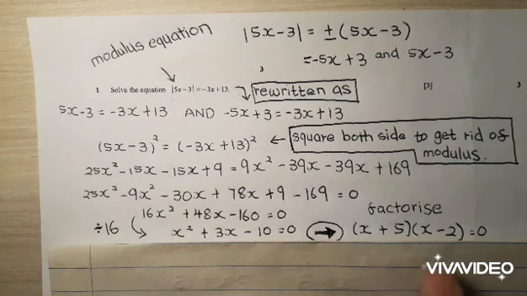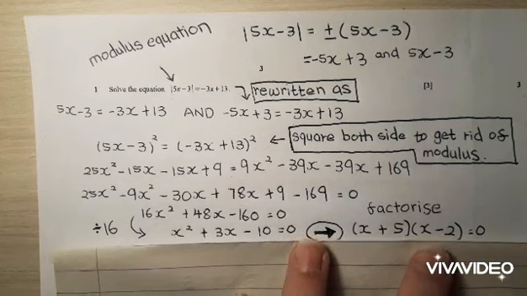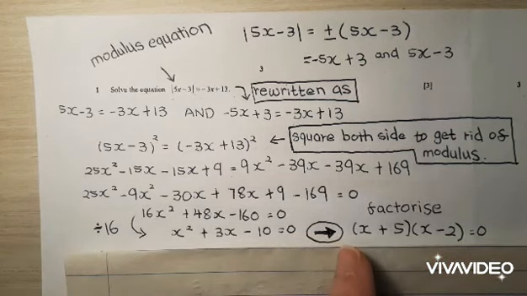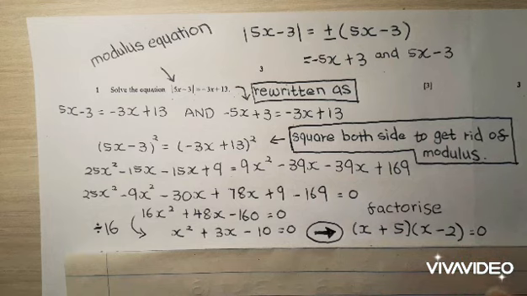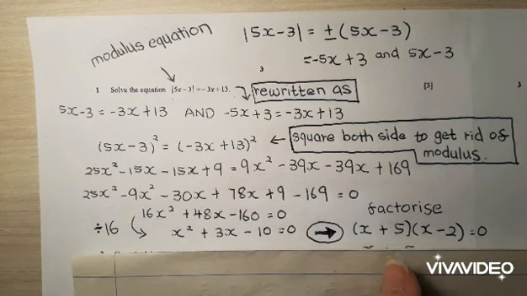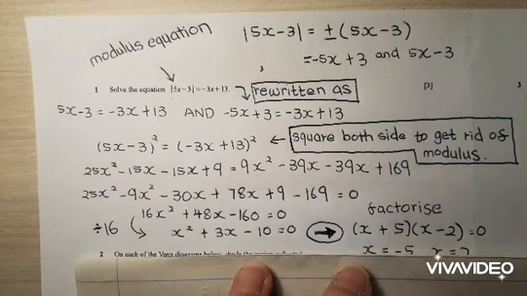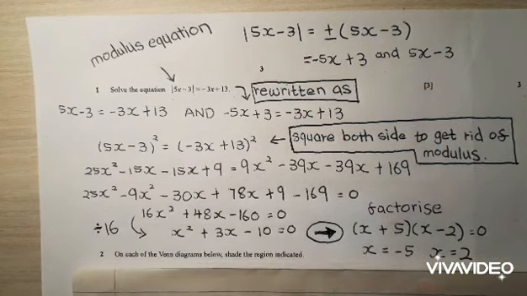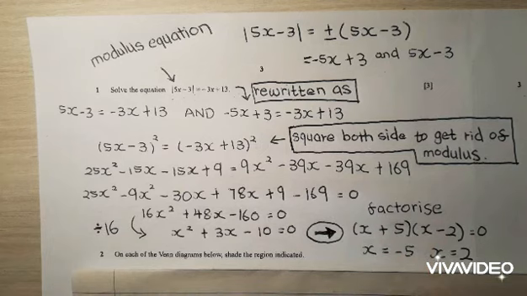Then you proceed with factorization, where you write it in this form, two brackets multiplied together, to get the value 0. x plus 5 is equal to 0, so x must be negative 5, and x minus 2 is 0, so x must be 2.